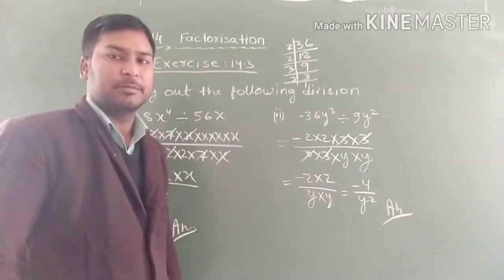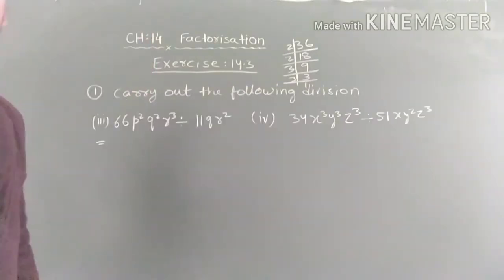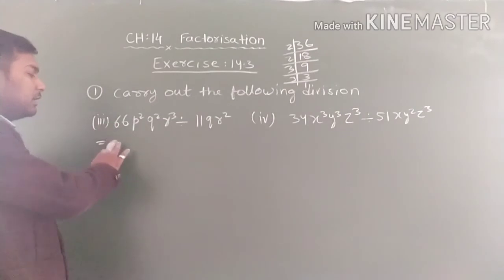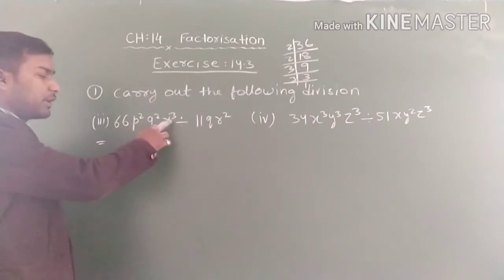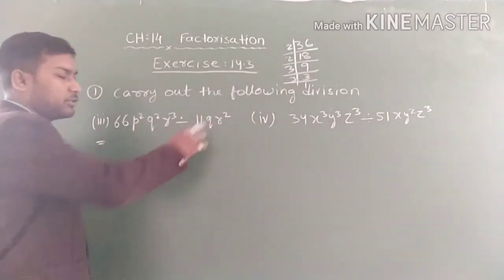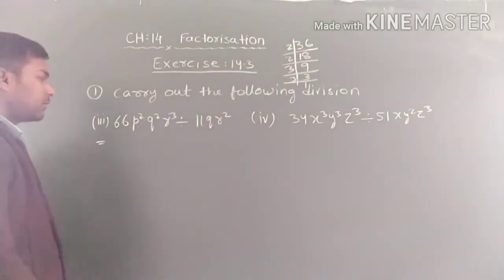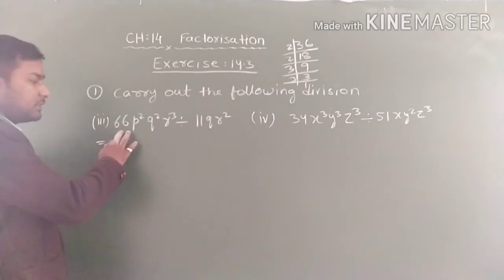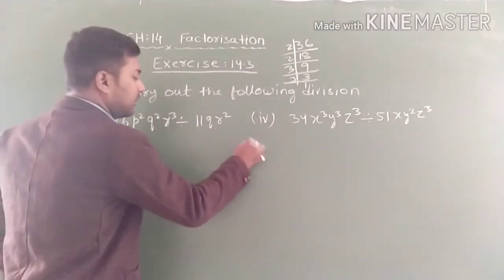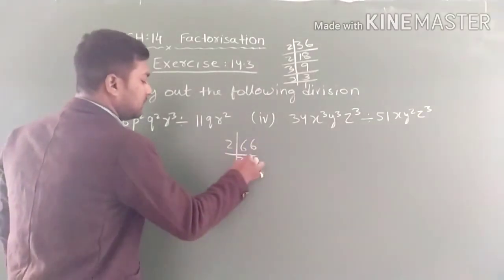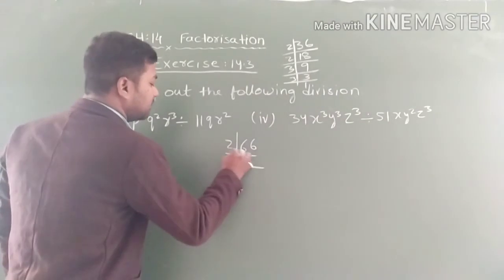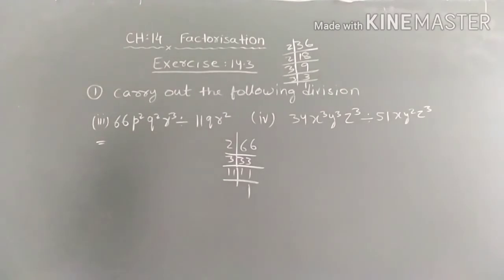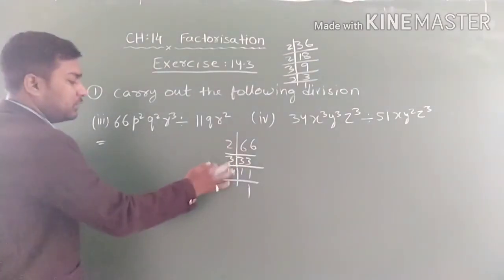Now the next question, question number 3. 66p square r cube divided by 11q r square. First of all, we have to find the factors of this term. So the factors of 66, find it here: 2, 3 and 3, this will be 11. Now the factors of 66 will be 2 into 3 into 11.